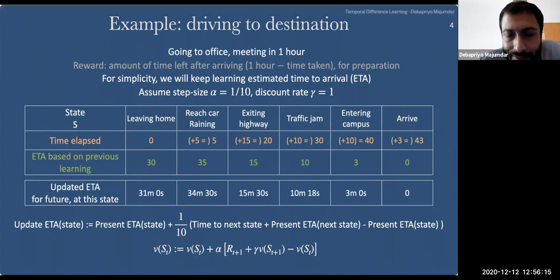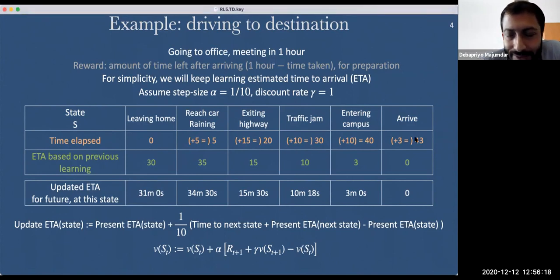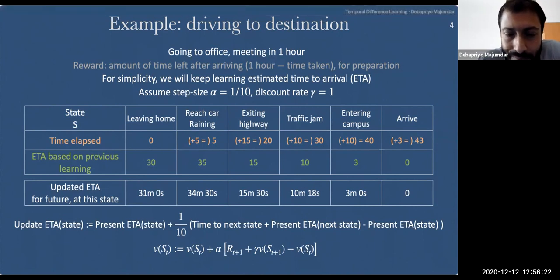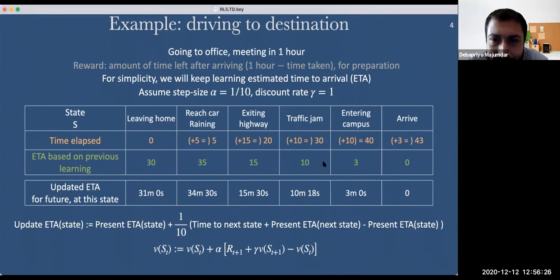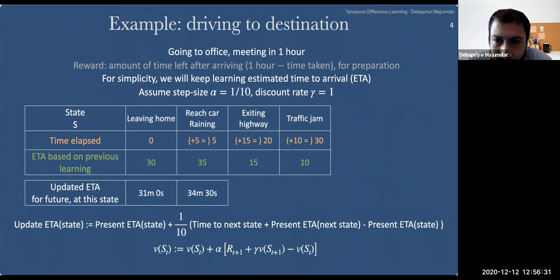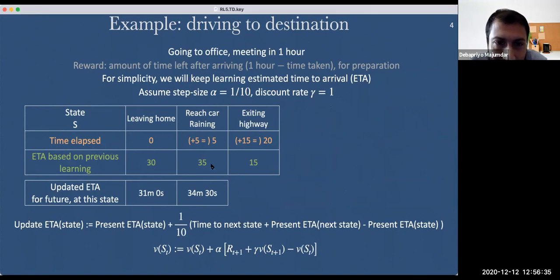The key differences. So is this example clear to everyone? What is happening here? So can you explain the traffic jam part again? Okay, so it's the same thing that is happening. So let's say we were here. Yeah, so you are here. So we updated the estimate for this.